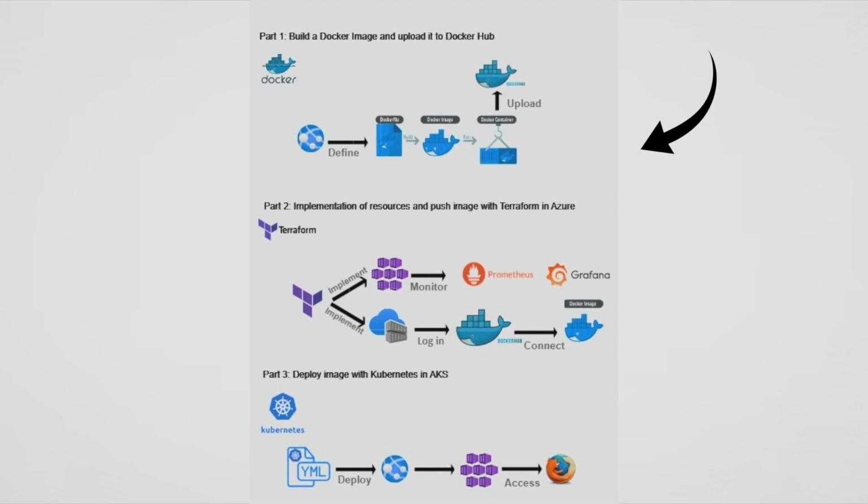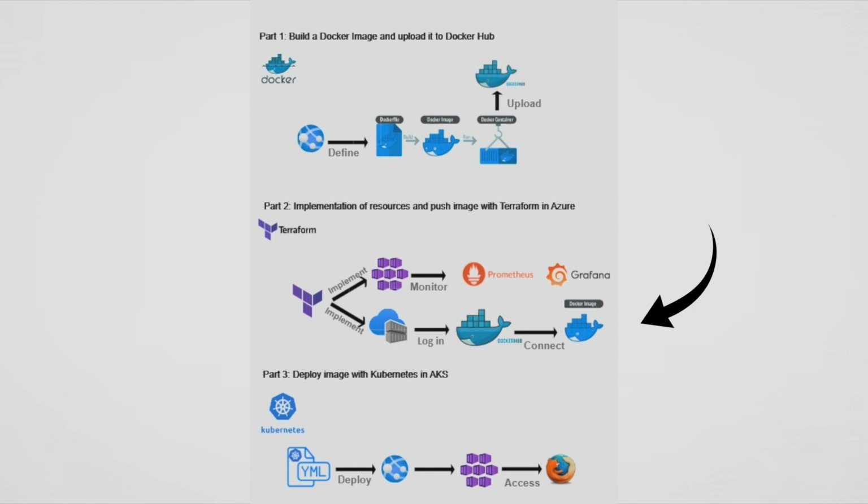The first thing we will do is to create a Docker image for our application and upload it to our Docker Hub repository. Consequently, we will use Terraform to deploy several resources in our Azure account. Among them, we will deploy an ACR along with the Docker image we created earlier to store it there and have it ready to deploy in our AKS.